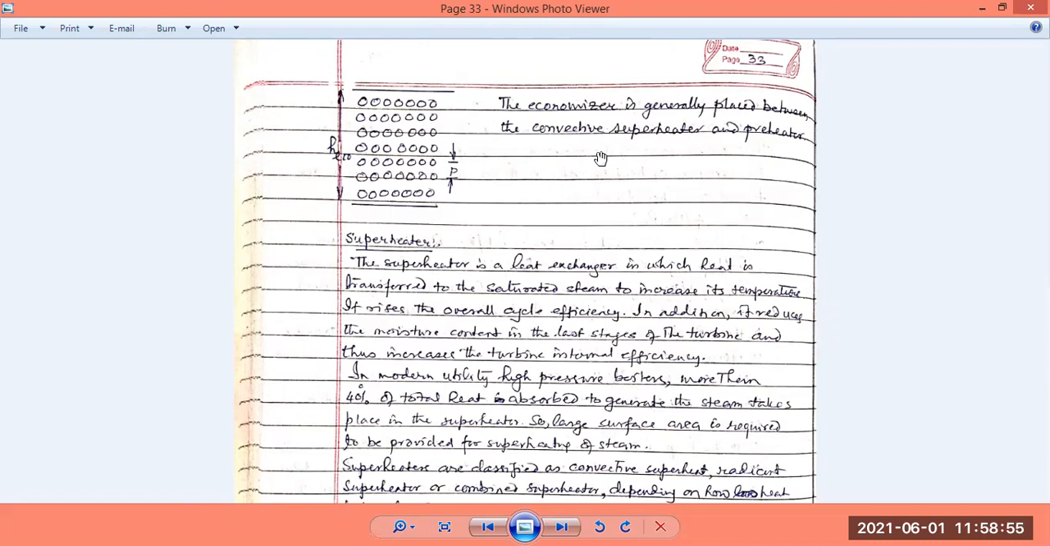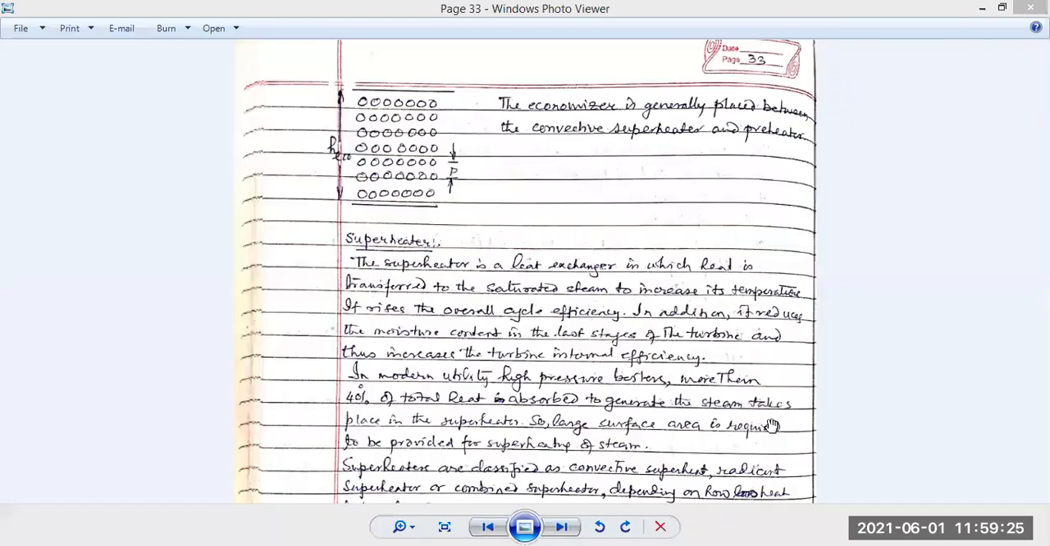Now let us go for the superheater. It is another type of heat exchanger in which heat is transferred to the saturated steam to increase its temperature. The superheater is a heat exchanger in which heat is transferred to the saturated steam to increase the temperature. It raises the overall cycle efficiency.